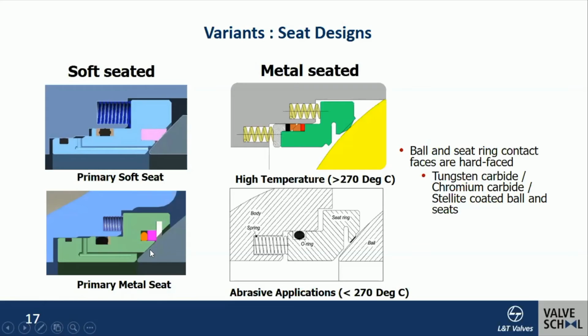We also have a primary metal seat design, where there is simultaneous contact of the metal and the soft seats. And these are typically used in the pipeline industry for longer durability of the valve. The other major variants are the metal seated varieties. One option is metal seated with an O-ring at the back, which will be used for temperatures up to a certain limit, for example, 270 degrees centigrade. For high temperature valves, because elastomers will not function at that temperature, we need to look at an alternative of a graphite seal material. And typically, the metal seated valves come with hard facing on the ball and seat rings, with a tungsten carbide, chromium carbide or stellite coated ball and seats.